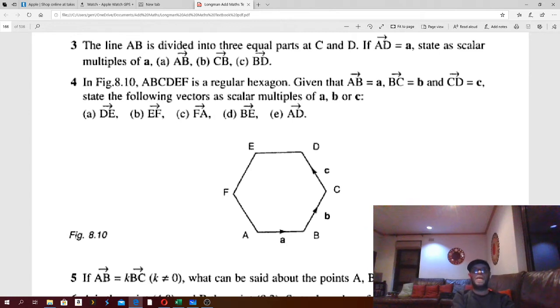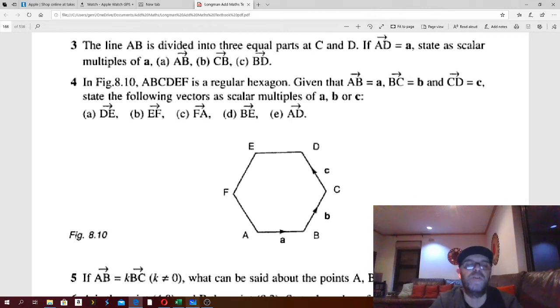EF, however, looks the same as the vector BC, but also runs in the opposite direction. So EF would then be minus B. And F to A similarly would then be minus C. But now what about the vector BE? Well, from B to E, I'm not just going to be able to see what that is, because I don't really know what the length from B to E is.